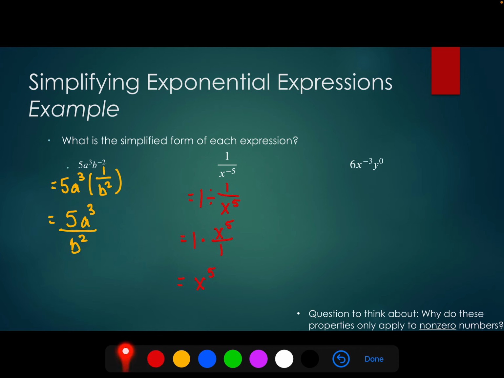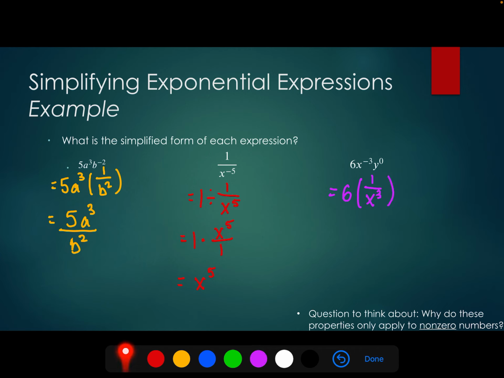Now let's take a look at this last example. We have 6x to the negative third, y to the 0. So again, we take a look. We see that's 6. Well, there's no negative exponents, no exponent of 0, so we can just rewrite that as a 6. So this is equal to 6. And then we have x to the negative third power. So we want to rewrite that. We move the base to the denominator of a fraction and make the exponent positive. So this is 6 times 1 over x to the third power.